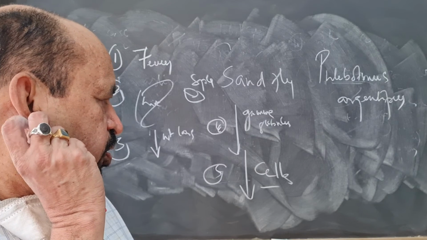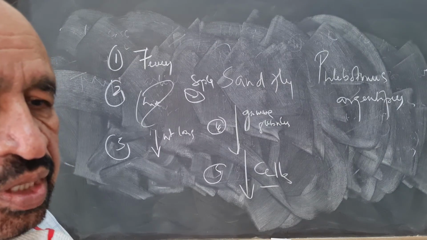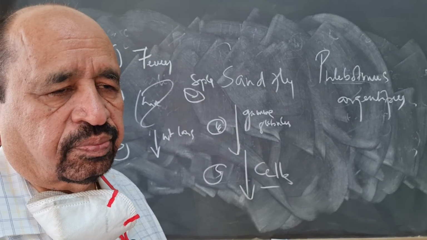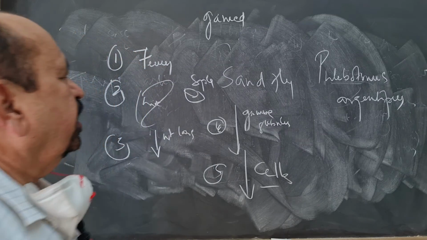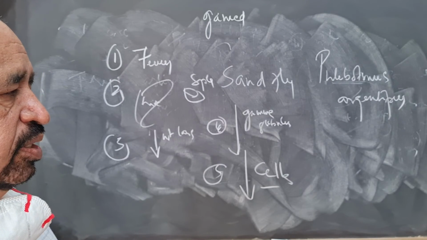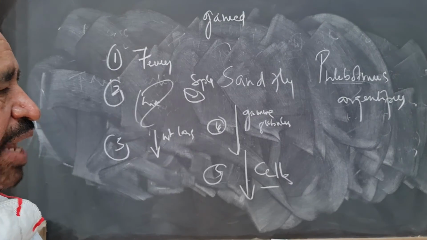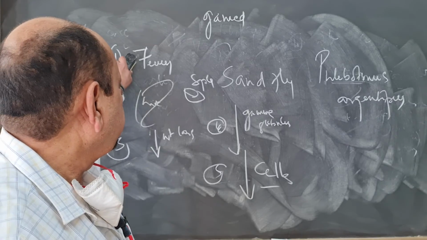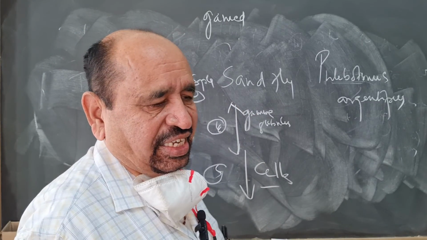Hepatosplenomegaly means liver and spleen get enlarged. Megaly means enlargement. Hypergammaglobulinemia: how many classes of immunoglobulins are there? Five, remembered with the mnemonic GAMED: IgG, IgA, IgM, IgE, IgD. All immunoglobulins are increased. And pancytopenia, a decrease in the cells. Hyperpigmentation, the skin becomes black, especially in cases seen in India. So remember this pentad.